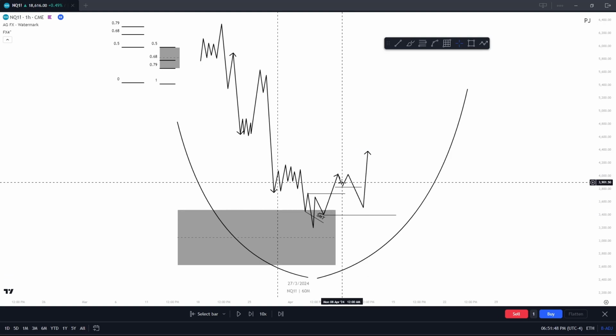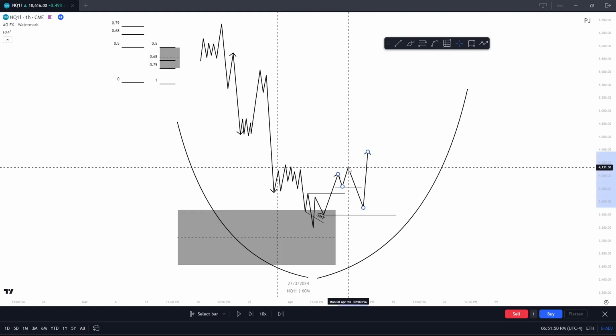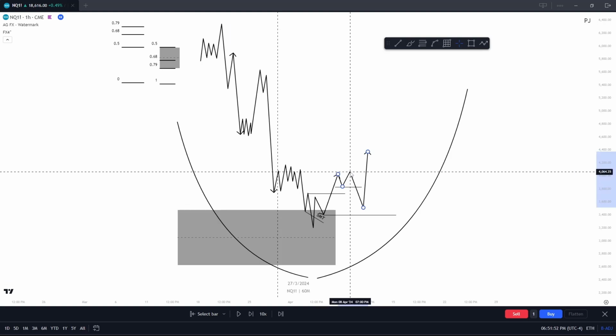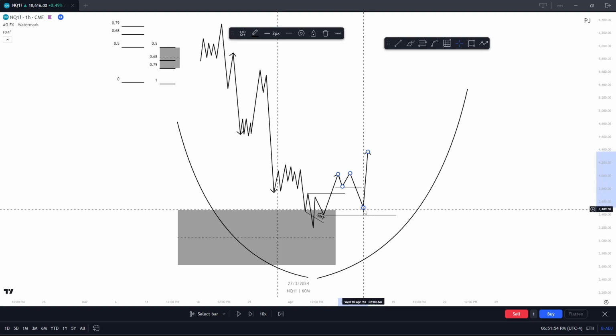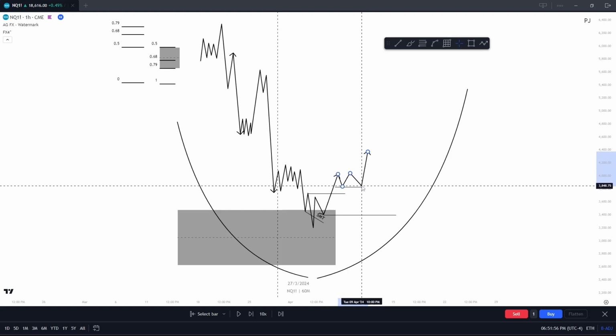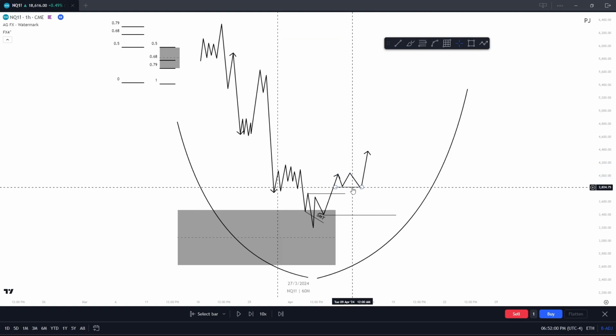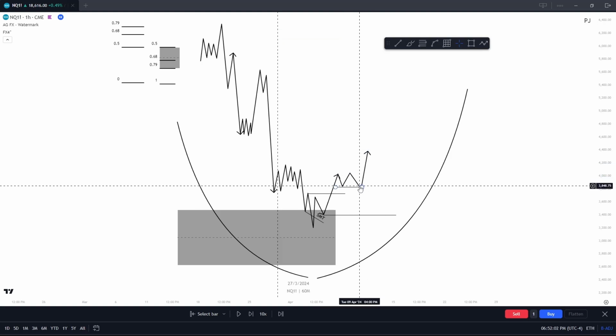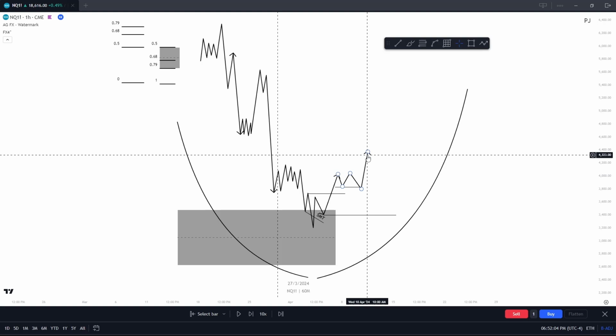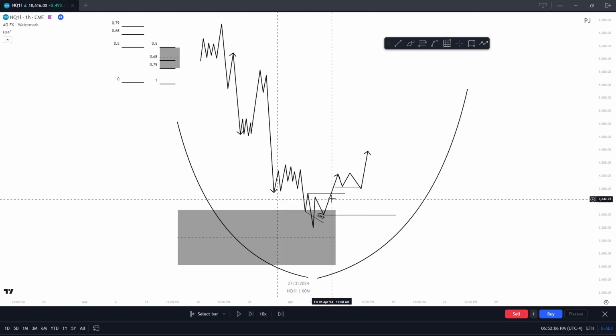If this forms Asian into a London, with London sweeping the high or something and just forming relative equal highs, you can always see New York sweep the Asian low, barely sweep it, close back within the range, and then spool higher, leaving the fair value gap open.